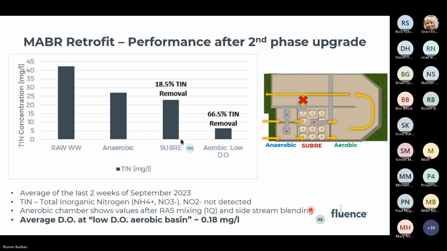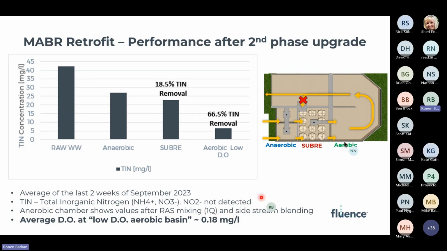The difference between the anaerobic and the SUBRE tank is that the SUBRE stage contributes 18.5 of the total nitrogen removal, and an additional 66.5 of the total TIN removal is contributed by the aerobic low DO. Again, you can see that in these 2 weeks, the total inorganic nitrogen was very low, around 7 milligrams per liter of ammonia and nitrate. And it's really important to emphasize that the aerobic basin works at 0.18 milligrams per liter of dissolved oxygen, which is really low and helps a lot in saving oxygen and energy.